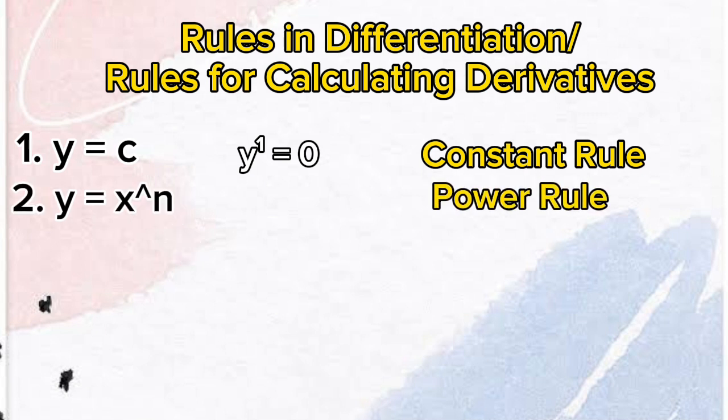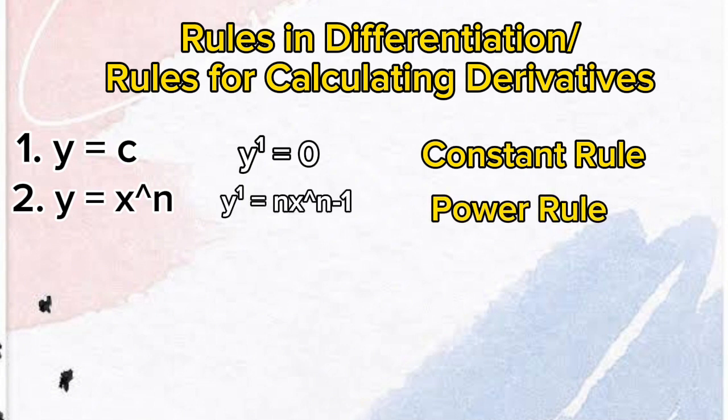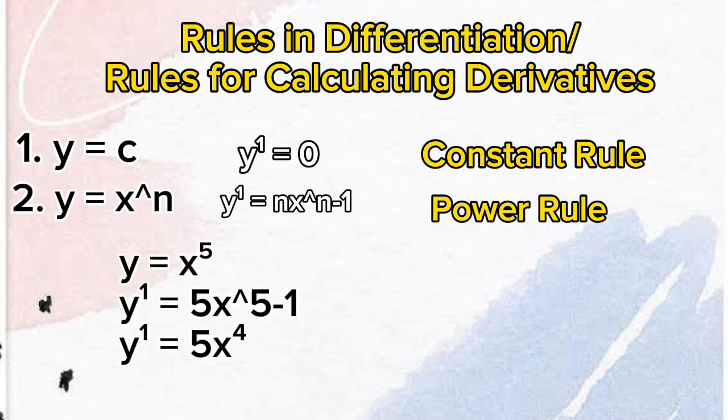Alright, then next is the power rule. If we are given the function y is equal to x raised to n, then our derivative will be y prime is equal to nx raised to n minus 1. For example, we have the function y is equal to x raised to the 5th power. Our y prime is equal to 5x raised to 5 minus 1, since the value of our n is 5. Simplifying, we have 5x raised to the 4th power. So this is our answer using the power rule.